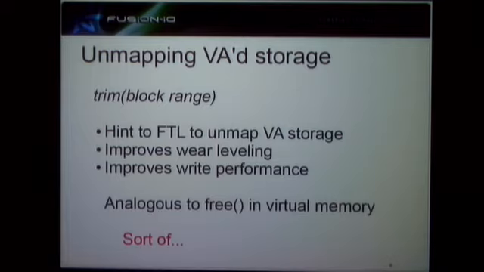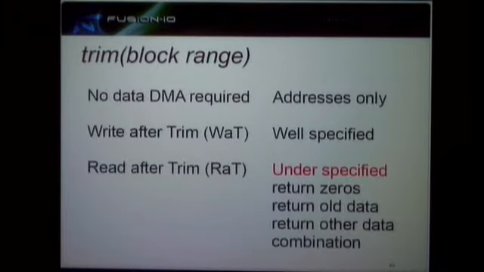So the trim operation, on first glance, appears to be fairly analogous to a free operation in the virtual memory subsystem. But it's not quite there, which is a distinction we really want to make. So trim on a block range is good because it allows no data DMA to happen. I should say, it doesn't require data DMA to happen. You simply provide a logical block address, and it removes the mapping in the FTL.